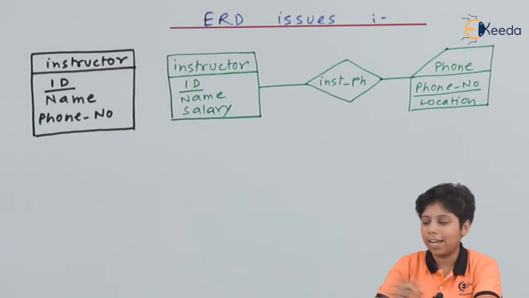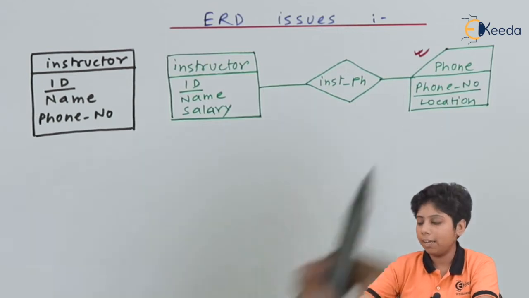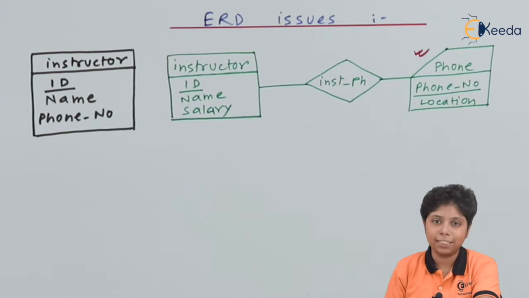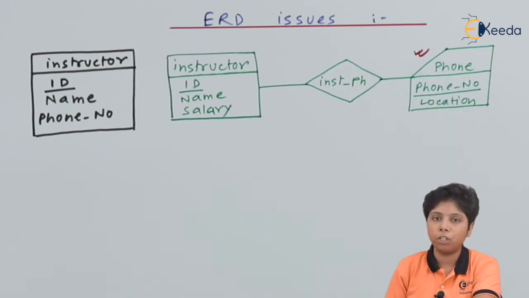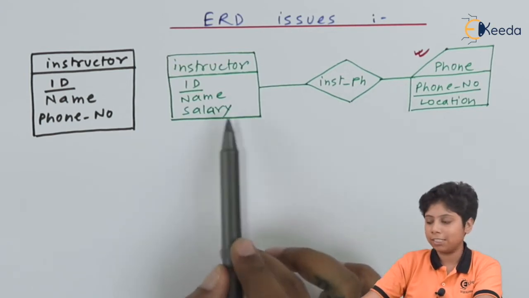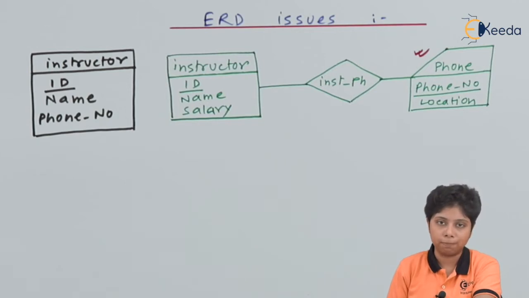Now we can see that I am defining a separate entity phone. I have made it a slightly different edge, a slanted edge, to indicate that it has an issue or problem in the ERD. So when I say this is a phone number or location as a combination, it belongs to the relation or entity phone, and it is related with the instructor entity with an instructor phone or inst phone relationship.